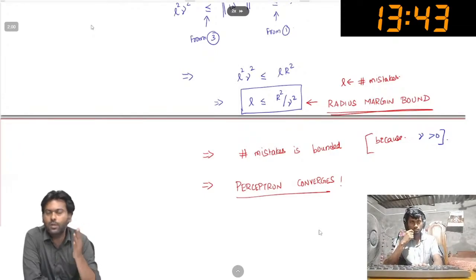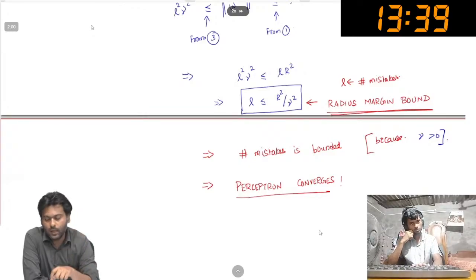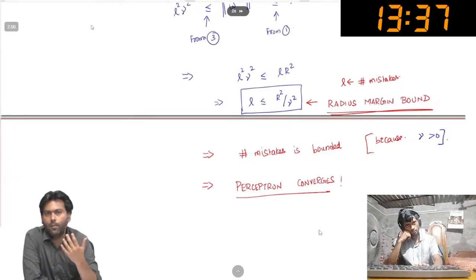So this is good news because now we have a super simple algorithm, and we know that it converges. It is useful to understand this radius margin bound and its implication carefully, and that is what we want to do next, because that will lead us to several other sophisticated algorithms a little later in this course.